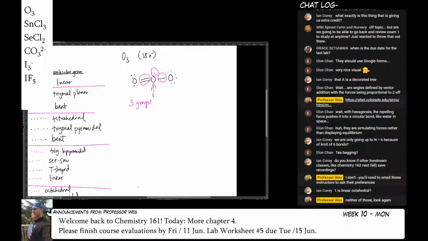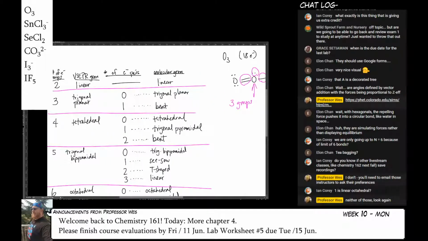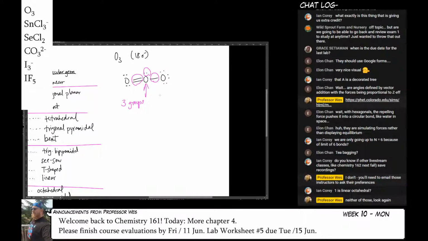So there are 3 groups. What is 3 called? We'll go back over here, and you'll see that 3 is trigonal planar. So the VSEPR geometry is trigonal planar.